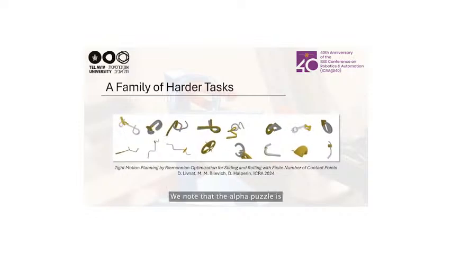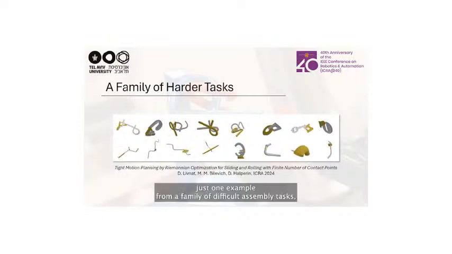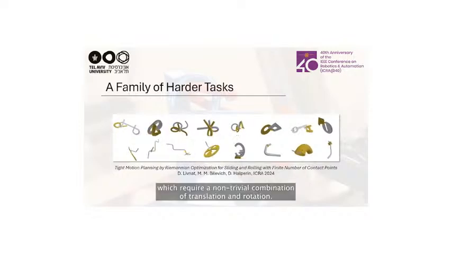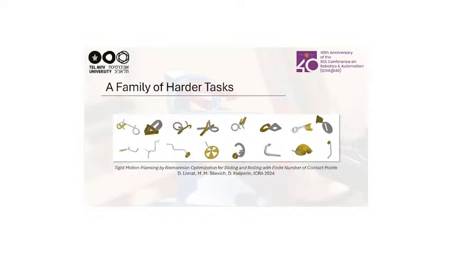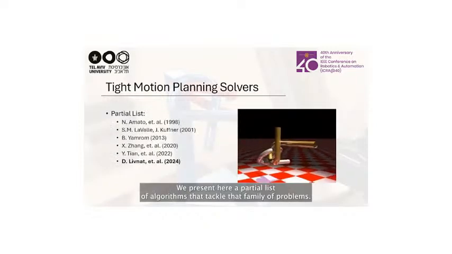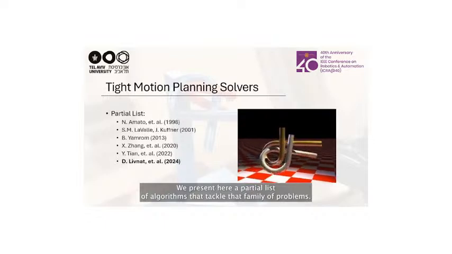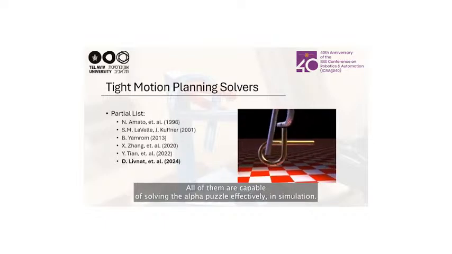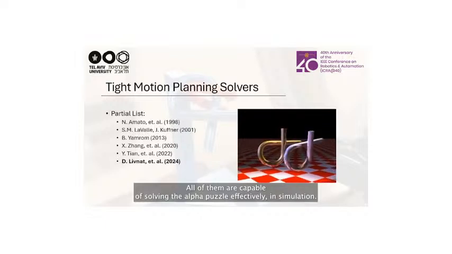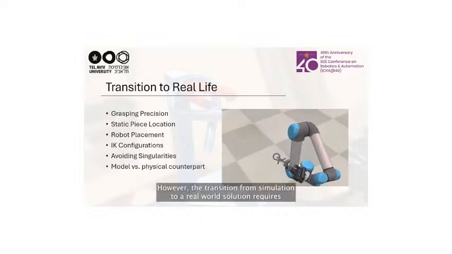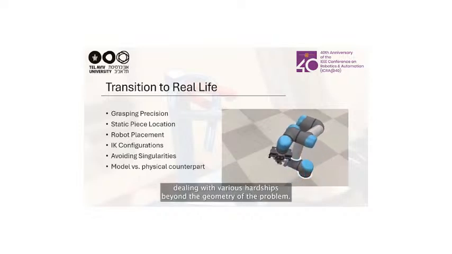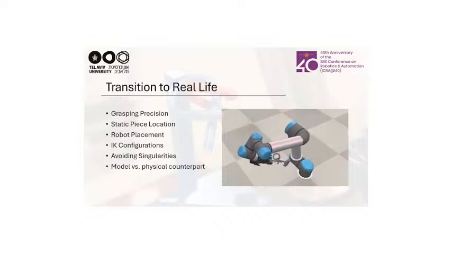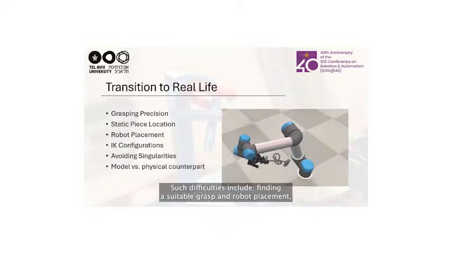We note that the alpha puzzle is just one example from a family of difficult assembly tasks which require non-trivial combination of translation and rotation. We present here a partial list of algorithms that tackle that family of problems. All of them are capable of solving the alpha puzzle effectively in simulation. However, the transition from simulation to a real-world solution requires dealing with various hardships beyond the geometry of the problem. Such difficulties include finding a suitable grasp and robot placement, accounting for model inaccuracies, avoiding robot singularities, and more.